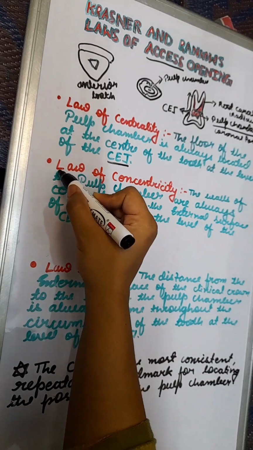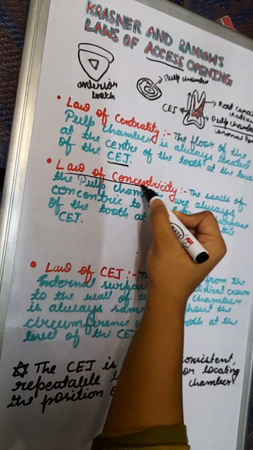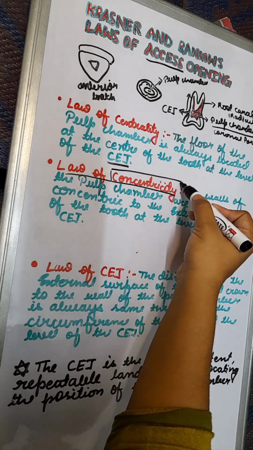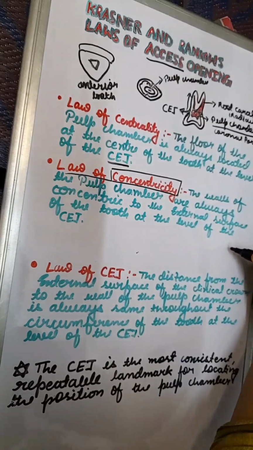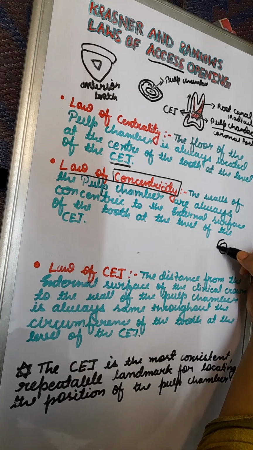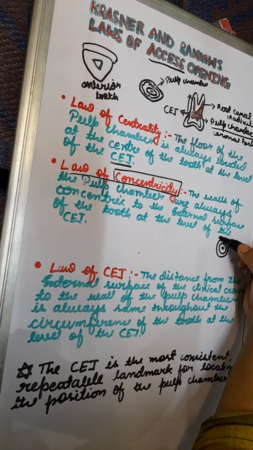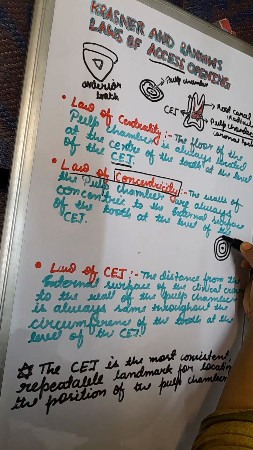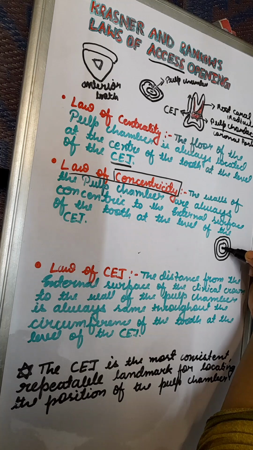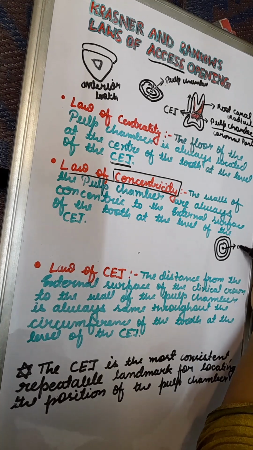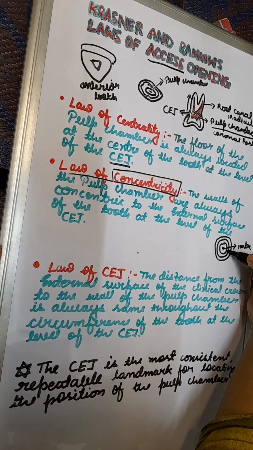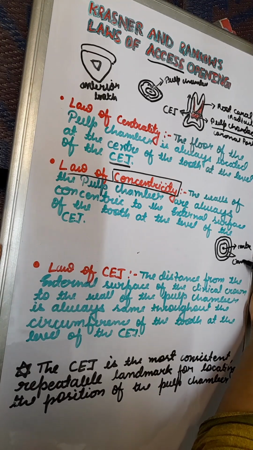Now, the law of concentricity. First, we'll read about concentric circles. What is called a concentric circle? Circles having the same center. We can draw numerous circles from the same center. This is the center, and these are the circles, concentric circles.